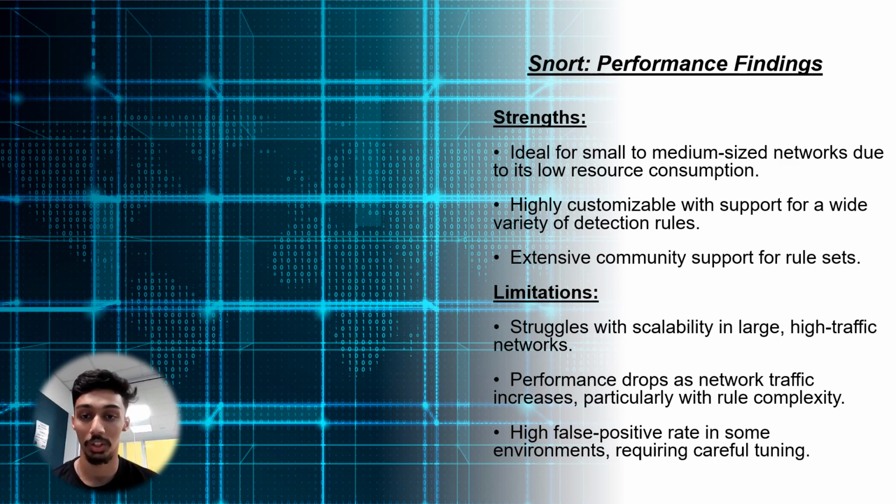However, Snort does have limitations, particularly when deployed in larger networks. As network traffic scales up, Snort tends to struggle with performance, especially when more rules are added. This makes it less effective in high traffic environments. Additionally, it is known for generating a high number of false positives, especially if not carefully tuned. For large-scale deployments, Snort may not be the best choice, requiring constant adjustment to reduce noise.